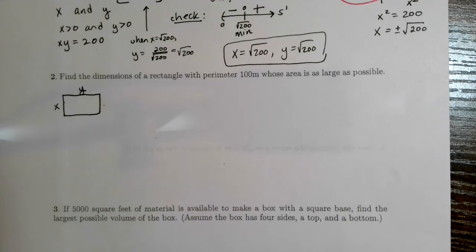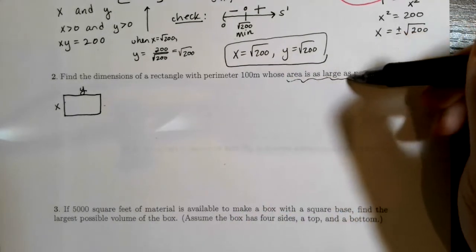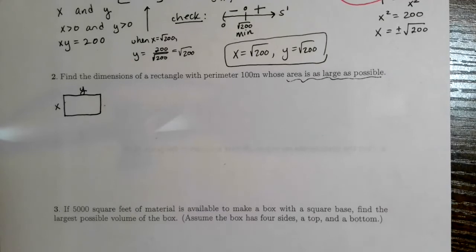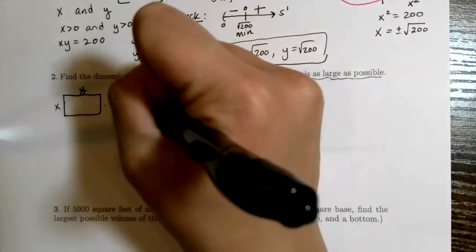It's telling us the perimeter is 100 meters. And the area we want to be as large as possible. So this comment at the end of the sentence, the area as large as possible, tells me that area is my objective function. So area is the function that I want to set up a formula for, and that's whose critical numbers I'm finding and all that. So we want to find maximum area.